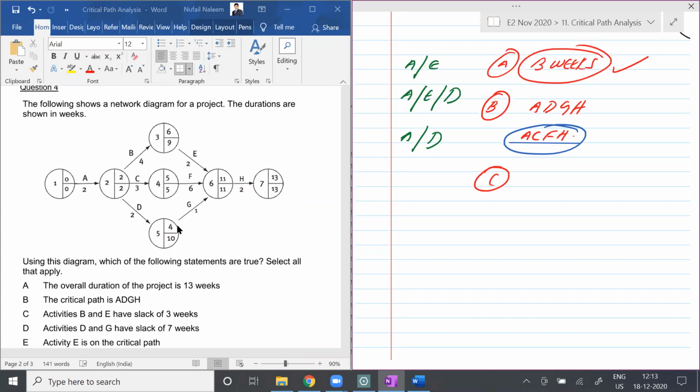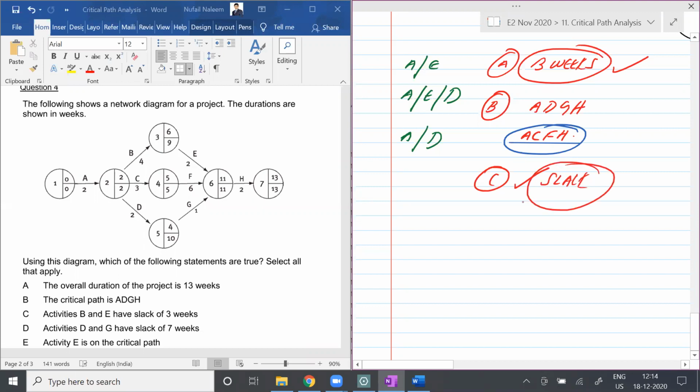Agree, no, students? G: 4 plus 1 is 5. And 6 plus 2 is 8. So 5, 11, and 8. What is the bigger number? 11. 11 is the biggest number, that is F, 5 plus 6 is 11. So 6 plus 2 is 8. And between 8 and 11, how much is the slack time period? 3. So C is a correct answer.